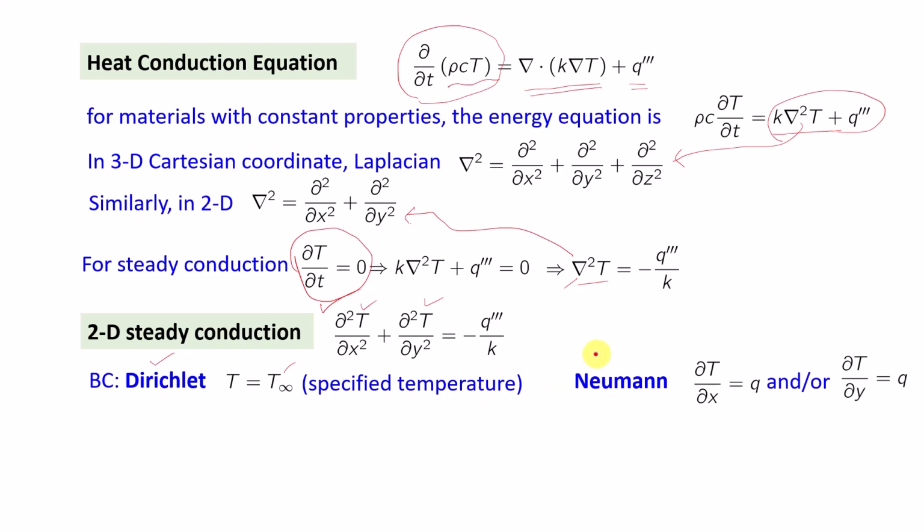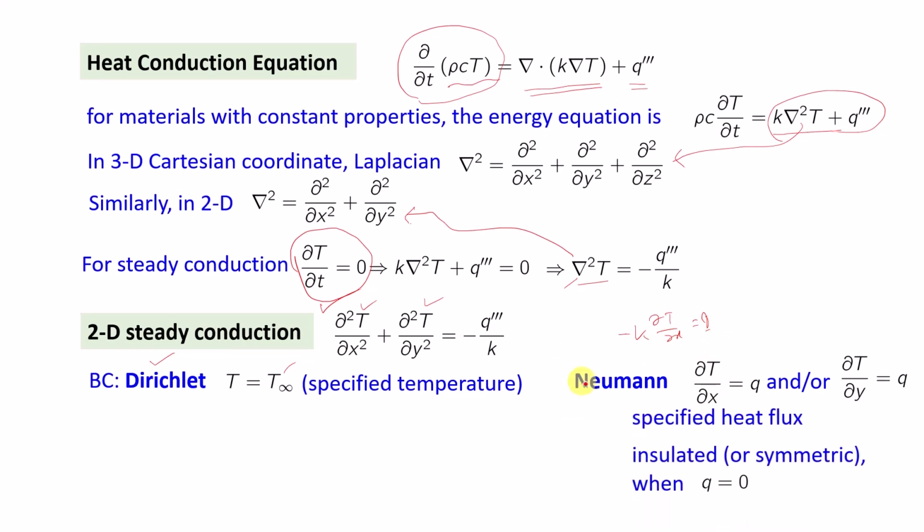The second type of boundary condition is the Neumann boundary condition, where the gradient of temperature is specified at the boundary. Now we know that the gradient of temperature is related to heat flux. For instance, Fourier's law states that minus k del T by del x is equal to q in the x direction. This is the heat flux. So when the gradient is specified, that means the heat flux is specified. In the special case when this gradient is 0, that says the heat flux is 0. And having 0 heat flux means that the surface is insulated or maybe symmetric. We'll see that symmetry problem later on, but mathematically the symmetry and insulated conditions mean very similar things.